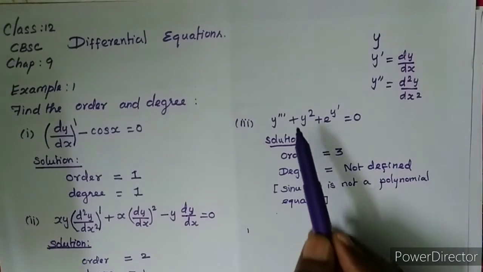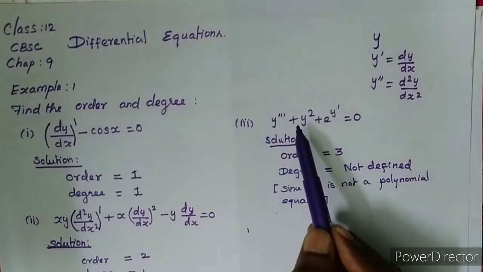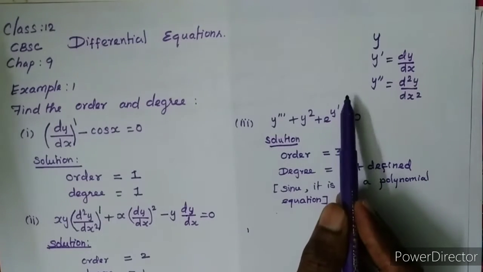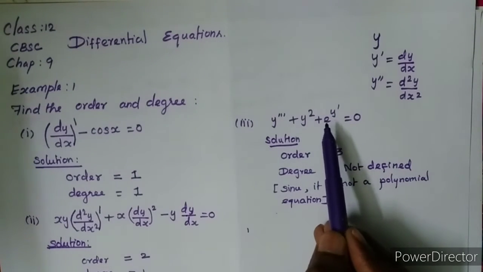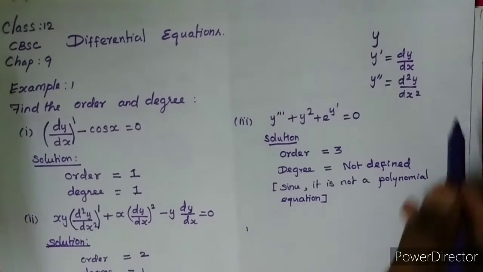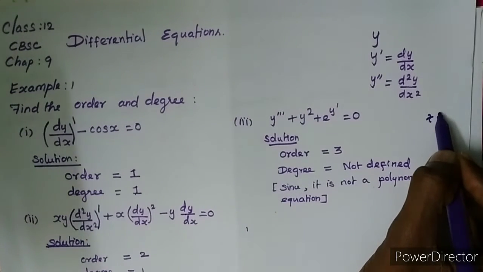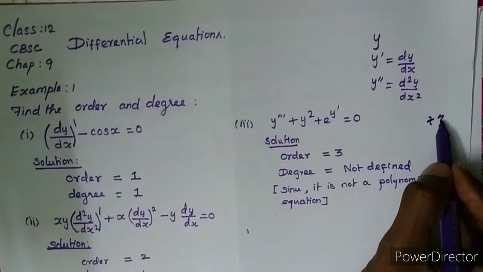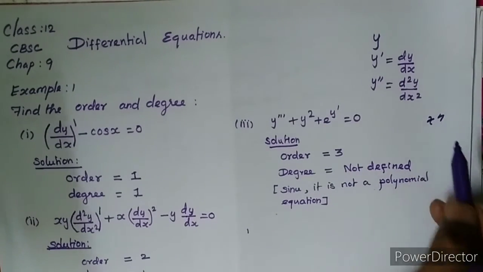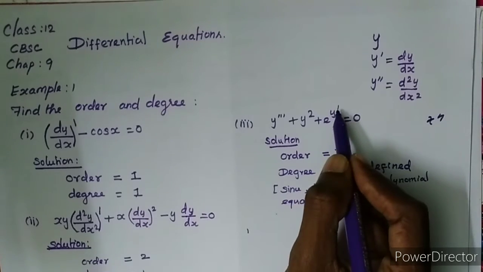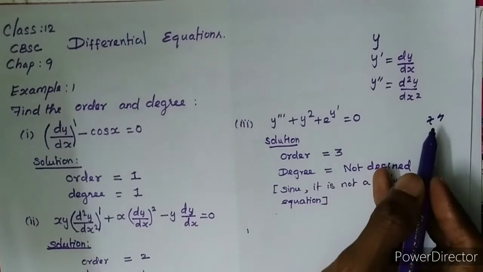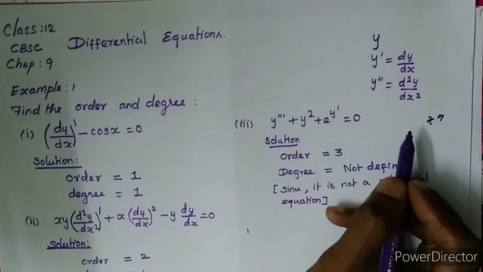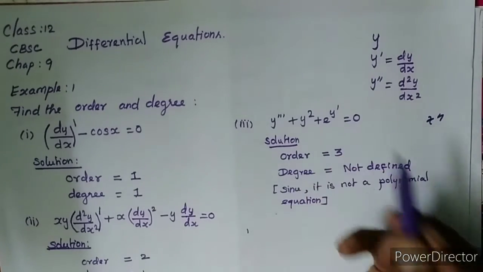Reason, the given equation is not a polynomial equation because e power y dash means e power dy by dx. It is not a polynomial equation term, because a polynomial term means x power n, where n should be a whole number. Here e power y dash is not a proper term. It does not belong to any polynomial equation. Therefore, it is not a polynomial equation.